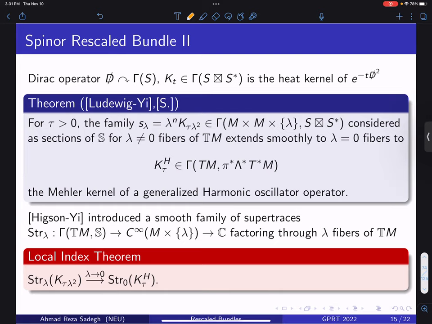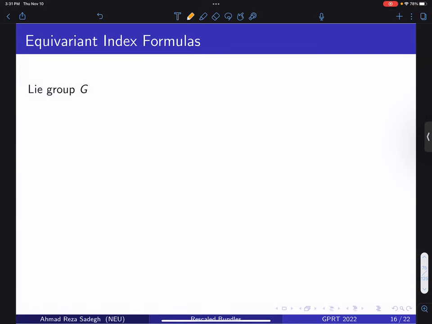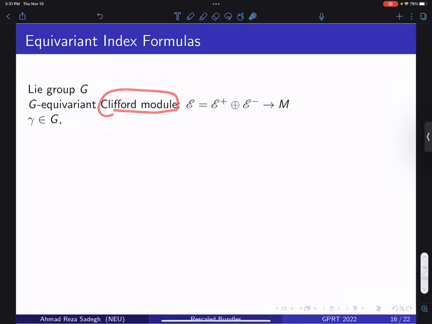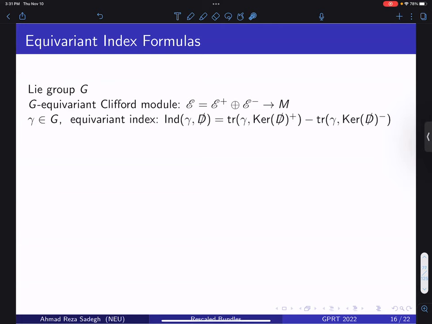Let me just quickly remind you about two formulas. Basically, there are two equivariant index formulas. What is the equivariant index in the first place? Assume a Lie group G is given, and G acts on a manifold M with a Clifford module. If you don't know what a Clifford module is, just assume it is a generalization of spinors. Assume you have spinors, and you also have a Z2 grading. I should have said it's an even dimensional manifold.